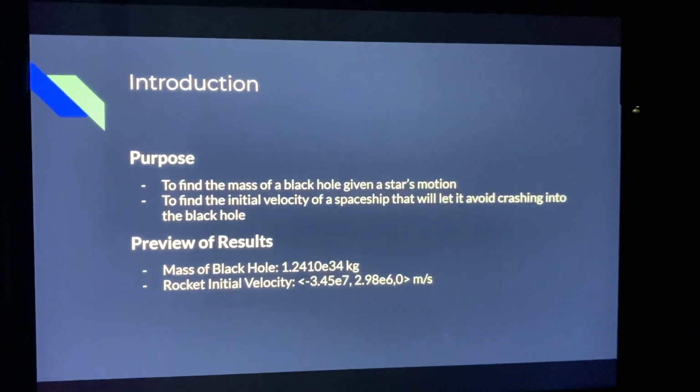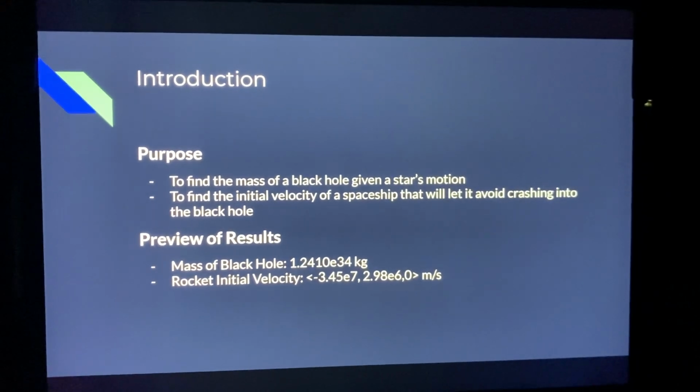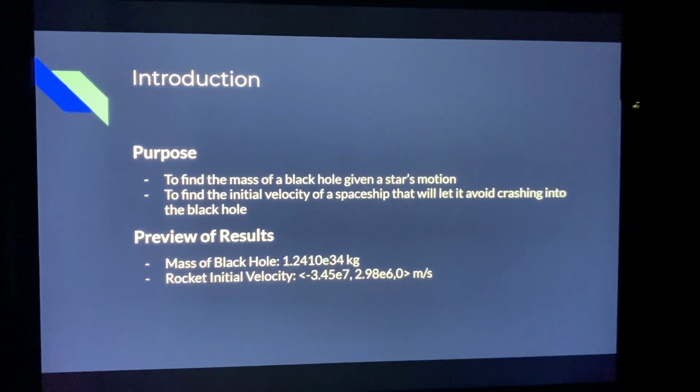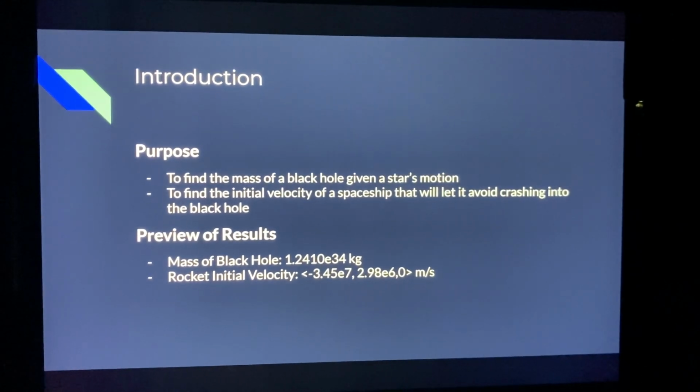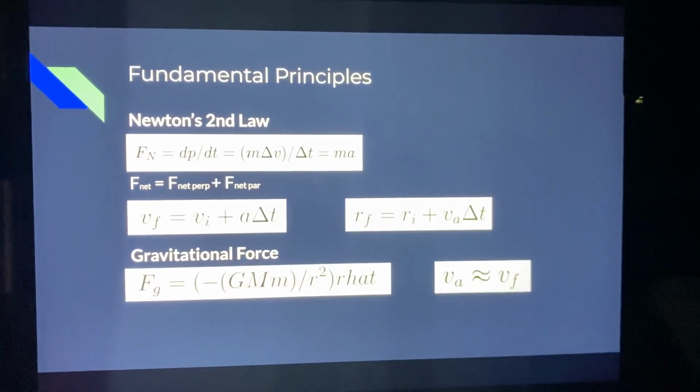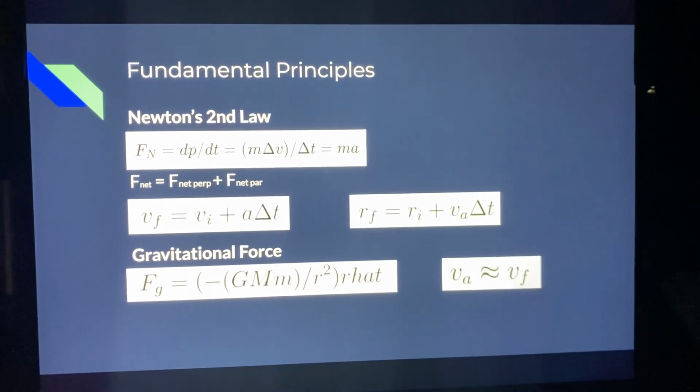To introduce this lab, the purpose of it is to find the mass of a black hole given a star's motion, and to also find the initial velocity of a spaceship that will let it avoid crashing into a black hole. And those are some preview of my final results that I'll explain later. So some fundamental principles to go through.